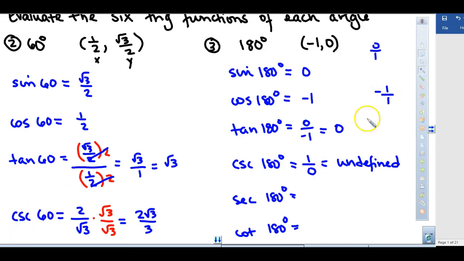Okay, so -1 divided by 1 gives us -1, and that's okay. Sometimes the secant and the cosine will be the same value, no problem. Okay, cotangent, well, we're going to flip 0 again, and we just figured out if we flip 0, we get something that is undefined.